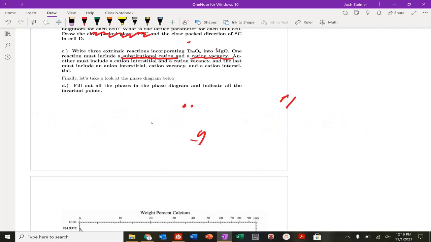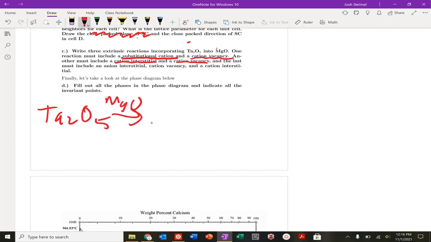Let's erase this now. I need another reaction that must include a cation interstitial and a cation vacancy again. So again, I'm doing Ta2O5 into MgO. What is my cation interstitial? So the interstitial that's being placed in here is this. So that is 1, 2, 3, 4, 5. Plus, I need a cation vacancy, so vacancy in Mg. I can only do vacancy in my host, so that's -2. I need 5 here, I need 2 here. So that gives me 2.